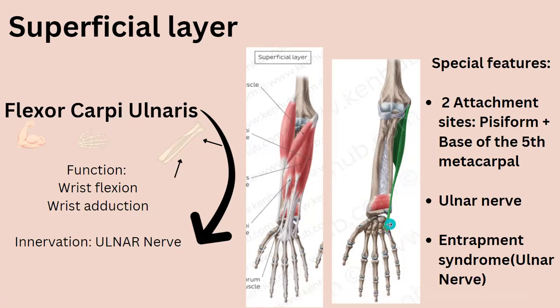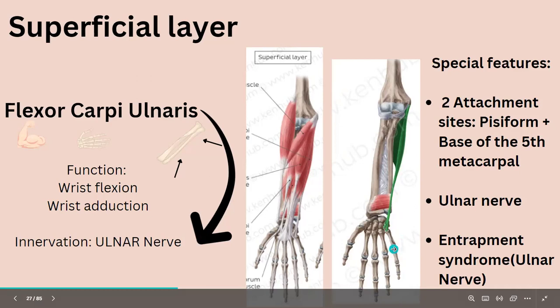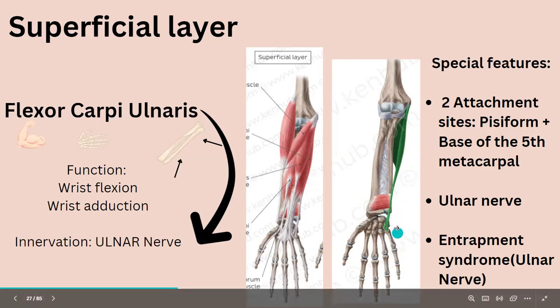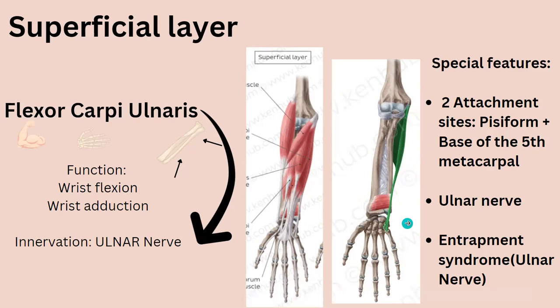It's attached to the pisiform, the carpal bone that we just discussed, and the base of the 5th metacarpal. Your pinky is actually on your medial side, so it makes sense that a muscle on the ulnar side would be attached to your pisiform, which is the 1st carpal bone on your ulnar side, and the base of the 5th metacarpal, which is also on the ulnar side. So it all conveniently makes sense.